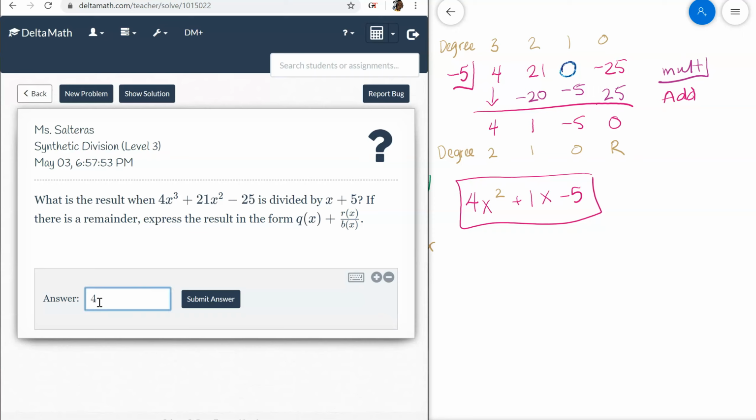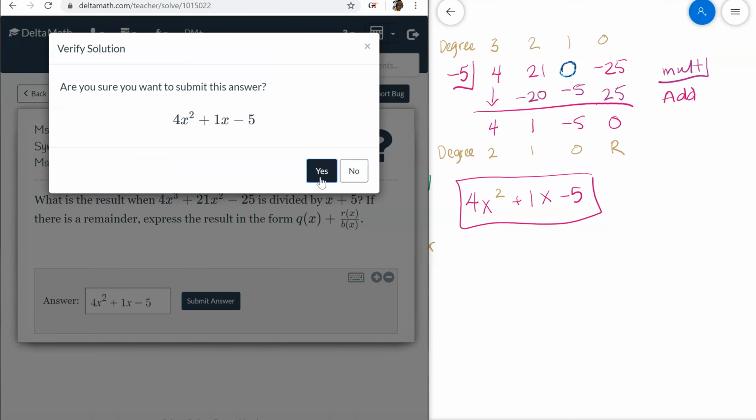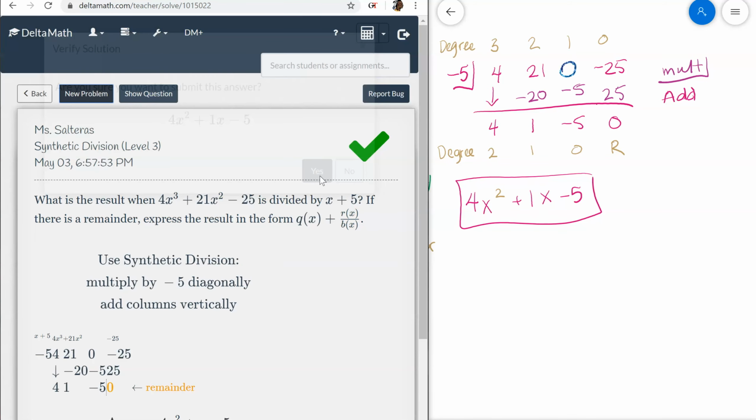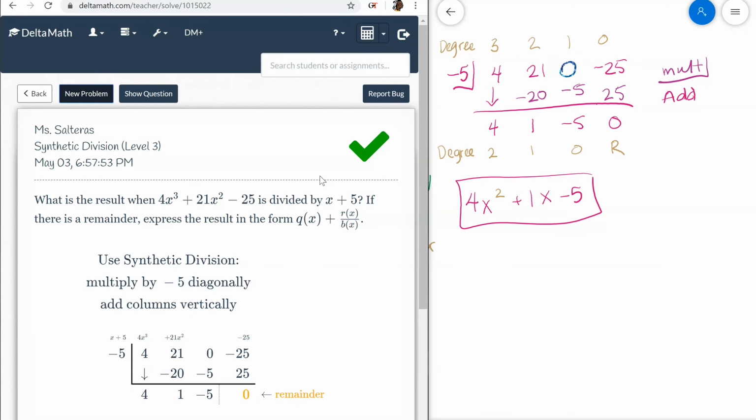All right, 4x squared plus 1x minus 5. It should take it with or without the coefficient of 1. And there we go. So hopefully your level 3, you get by a little bit faster. Again, make sure for synthetic division, your divisor's highest degree has to be 1 in order to use it.